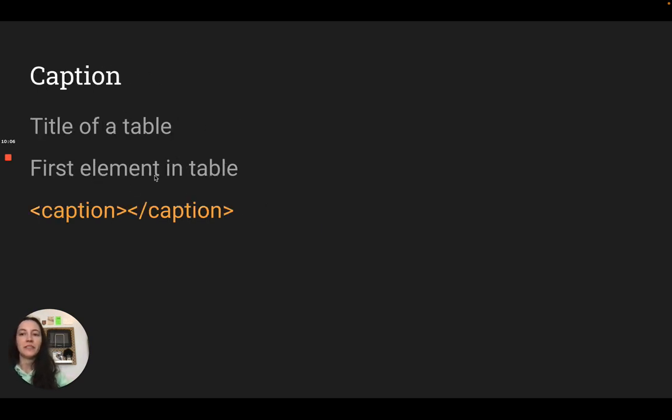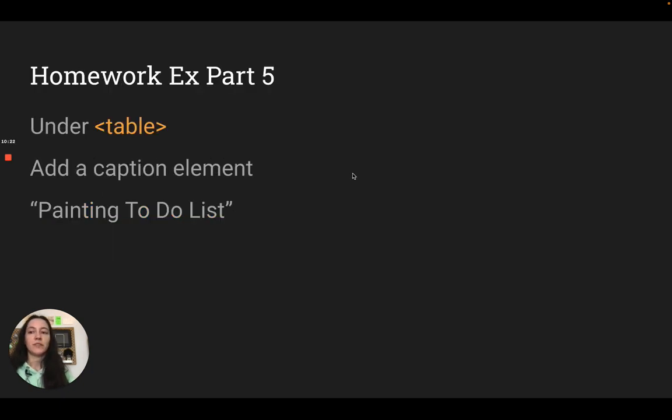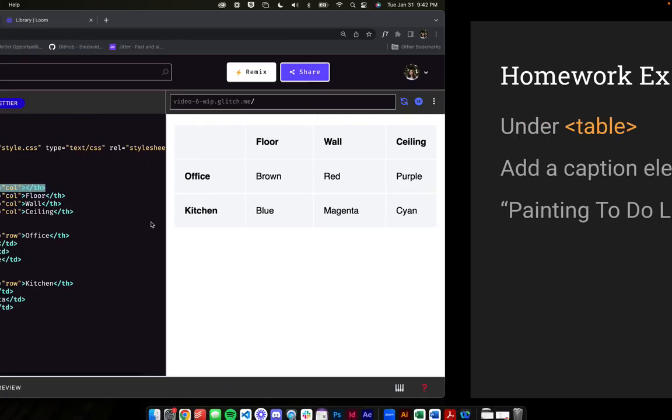Caption is the title of your table, and it is the first element inside of your table. And it goes like this, caption, closed caption. So it's just like figure and figcaption like we talked about last time, except this isn't for images, it's for tables. So let's add one of those in there. We're going to add a caption element to the top, and we're going to call it painting to-do list.